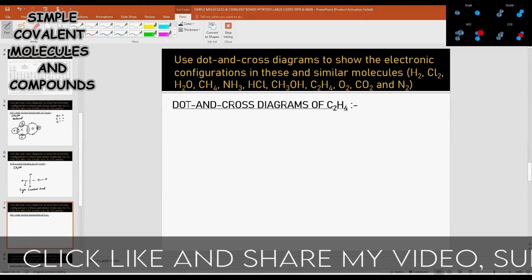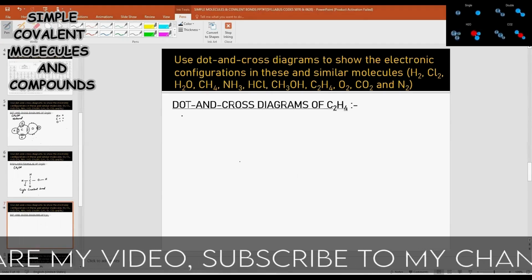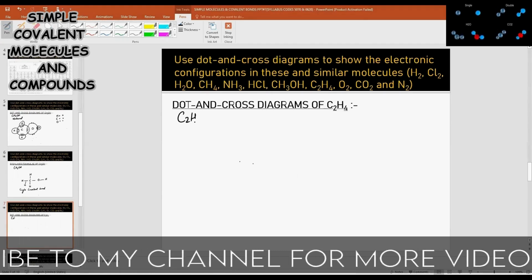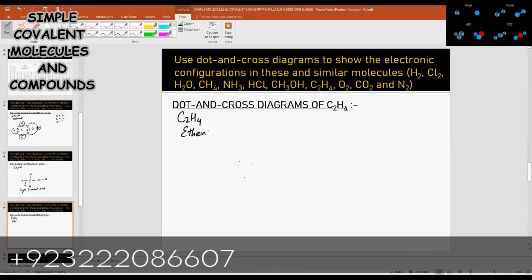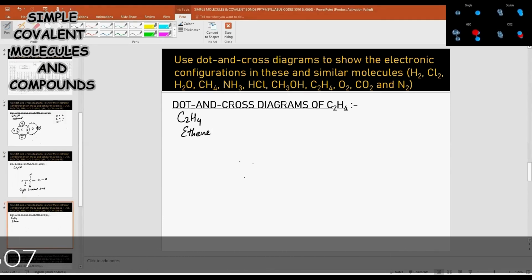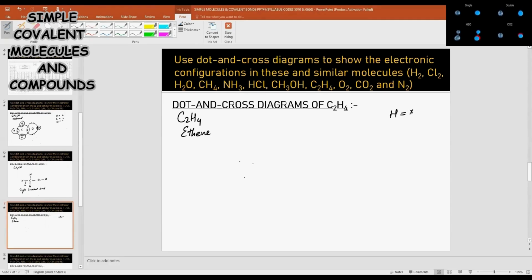The next one is C2H4. It's known as ethene. First, I will show the key on right hand side. For hydrogen, I'm using cross. For carbon, I'm using dot. If you look at the molecule, there are 2 carbon atoms and 4 hydrogen atoms. We have to attach these 2 carbon atoms with each other.